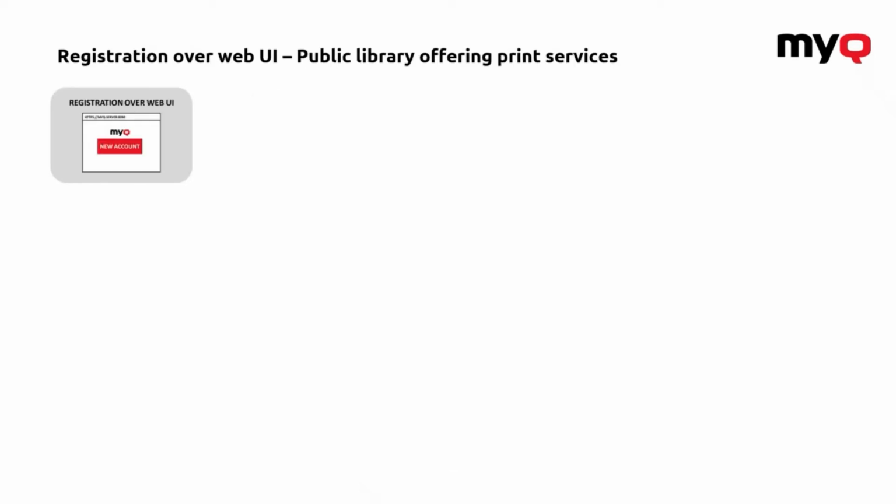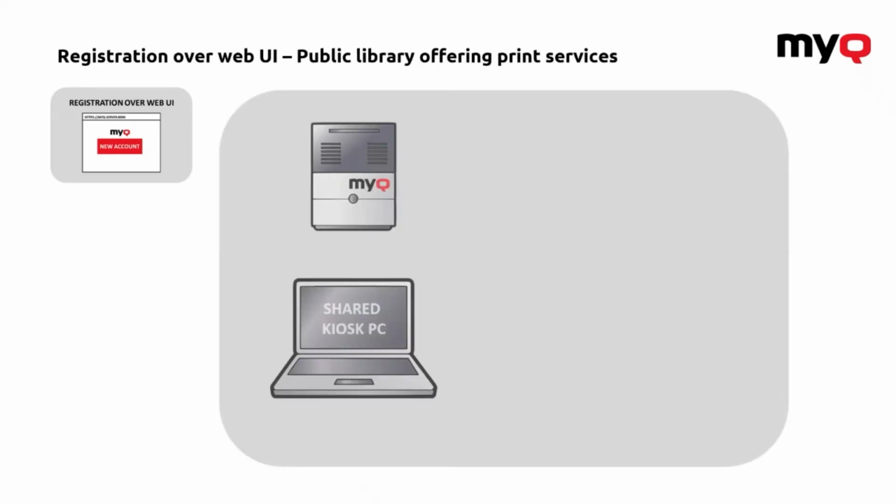Another option will be the self-registration using the web UI of the system. The ideal example for this is a public library that offers printing services. So most probably in such an environment, they will have the server which works in the background, and that will be one shared kiosk PC. A lot of users working on that, and they also, of course, would like to print.